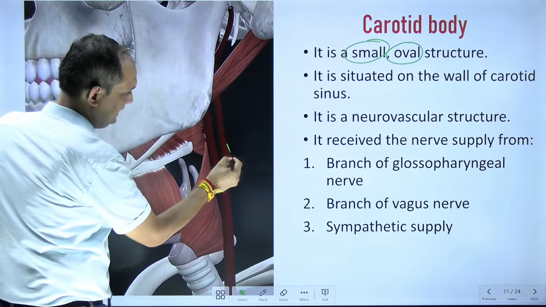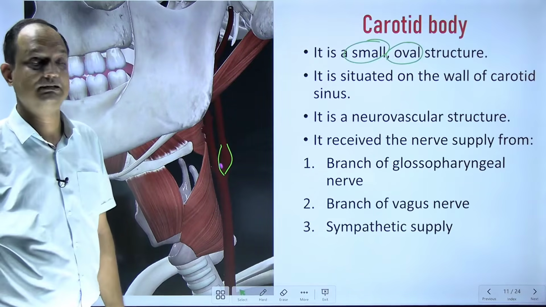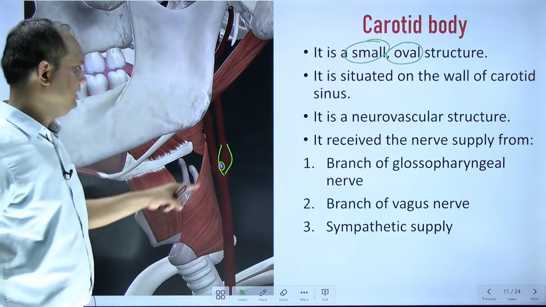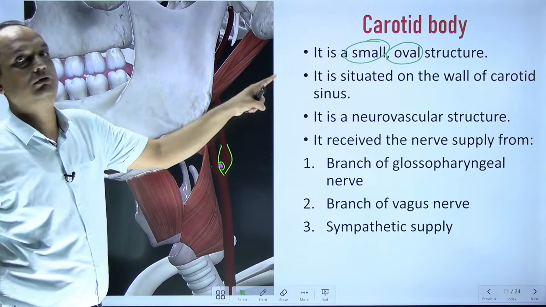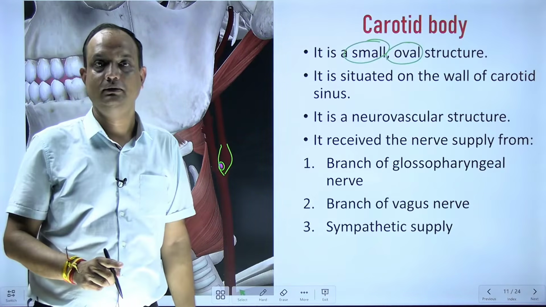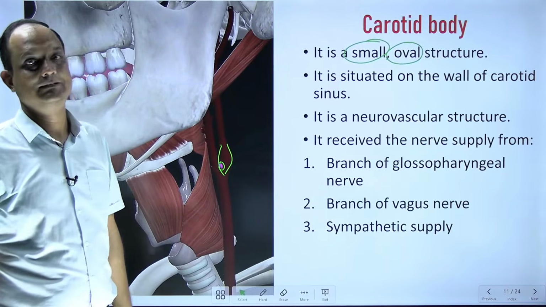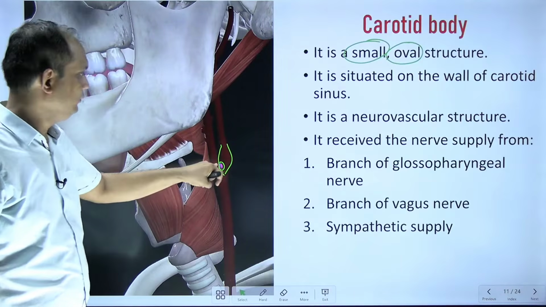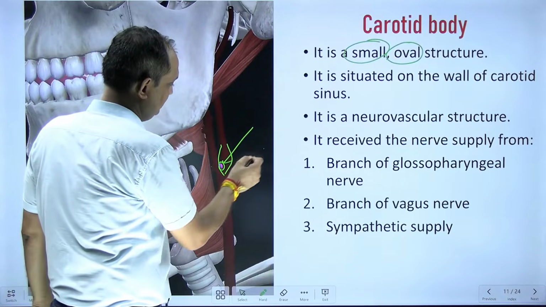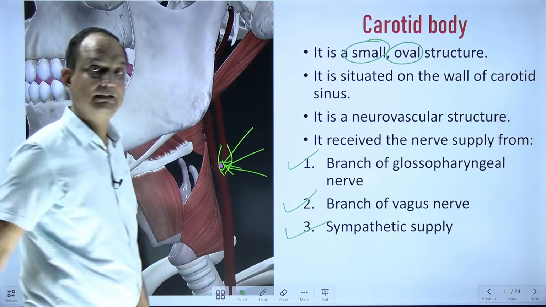Now, see, this is the dilatation. What is this dilatation known as? The dilatation is known as carotid sinus. Now, on this sinus, you can see that this pink color small nodule is placed. Now, this nodule is known as carotid body. So, you have to keep the difference between sinus and body in your mind. And this body lies on the outer wall of carotid sinus. Now, this is a neurovascular structure, and it receives nerve supply from three sources. One is the glossopharyngeal nerve, vagus nerve, and sympathetic supply.